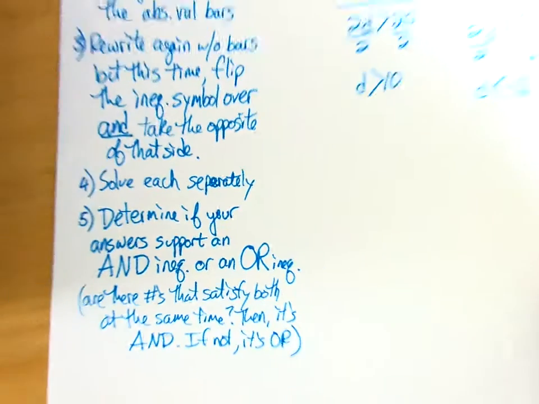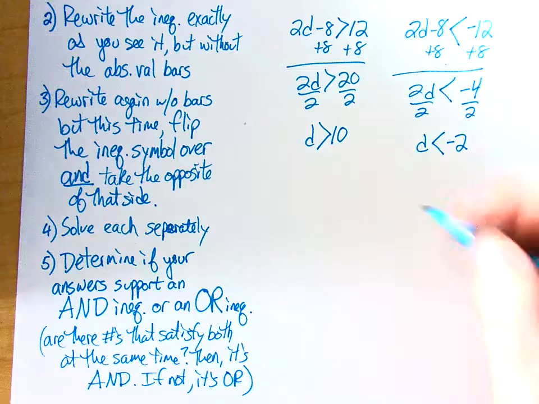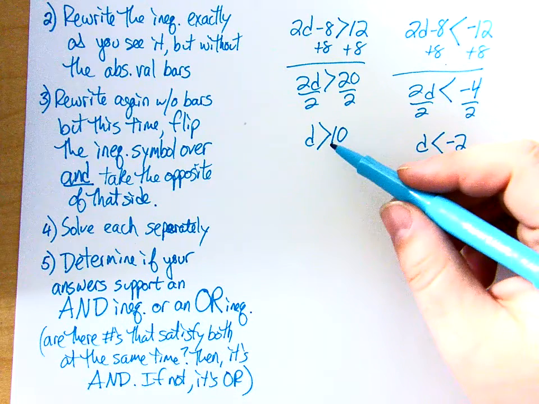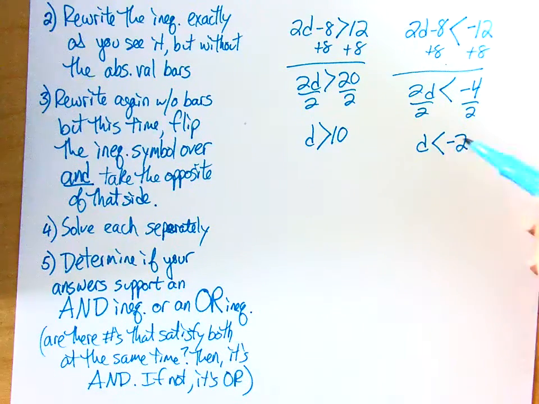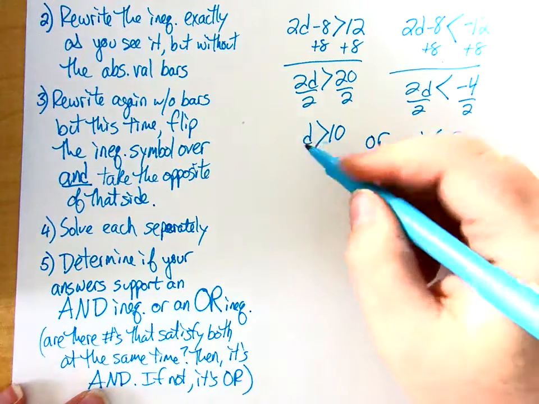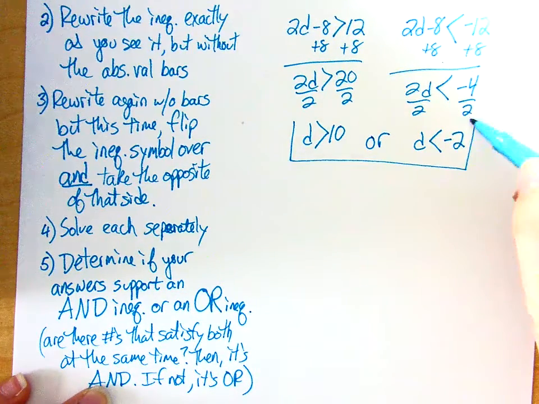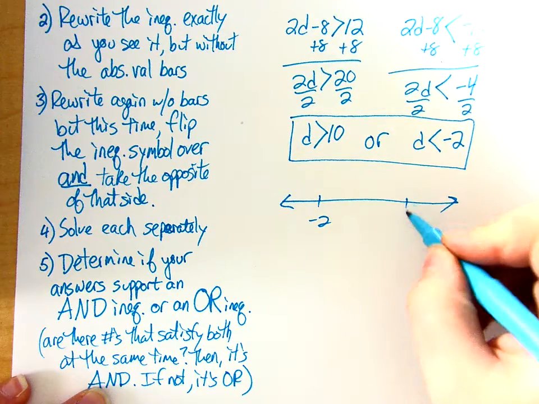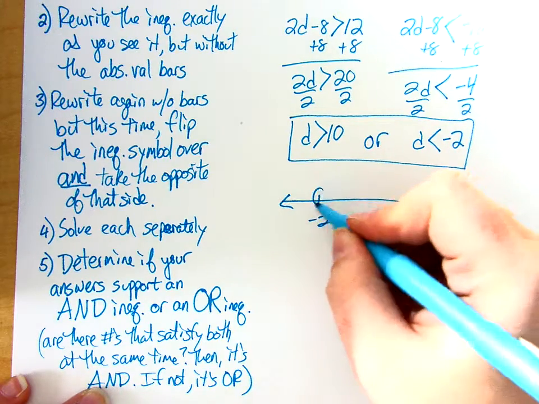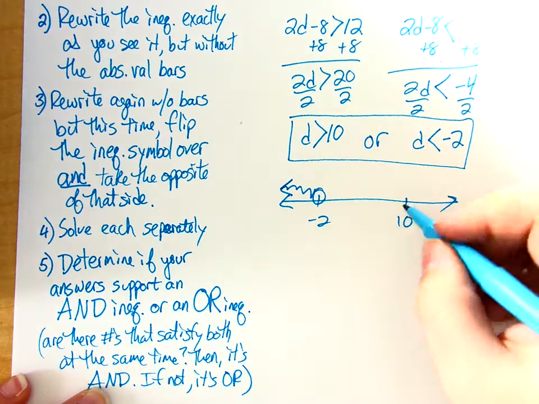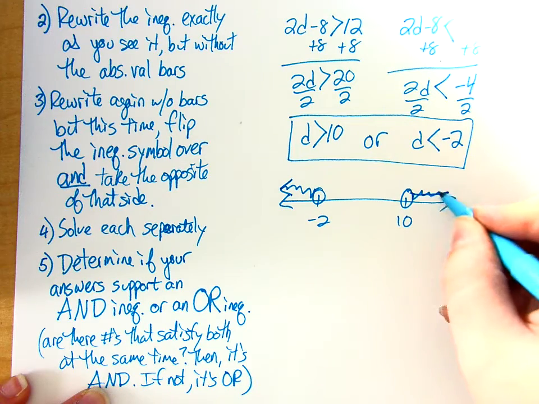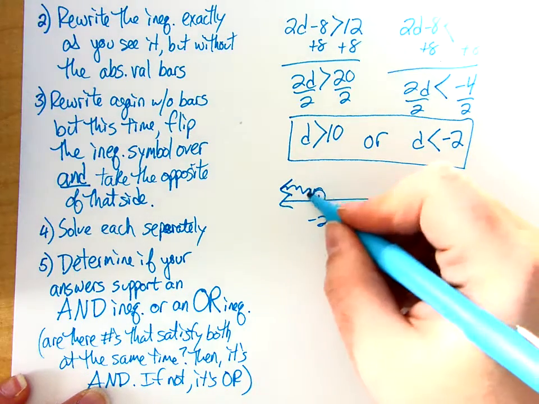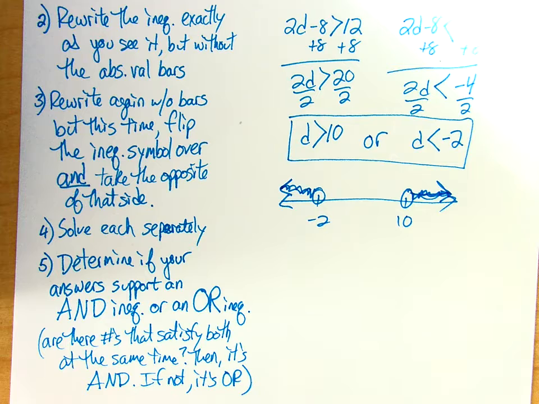Okay, so if we go back to ours, we already determined there are no numbers that are greater than 10 that are also less than negative 2. So my answer is an OR. And when I go to graph this, I'm just going to have negative 2, 10. I want the numbers less than negative 2 and greater than 10. There is my graph. So it's just the two bars going apart from each other. Done.